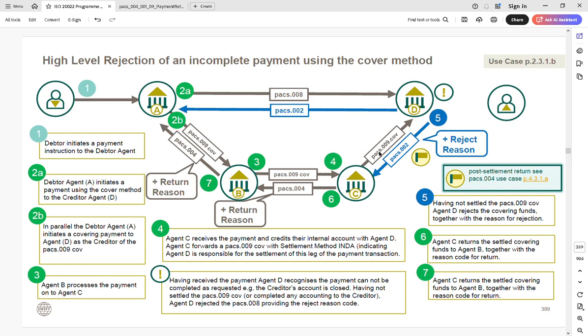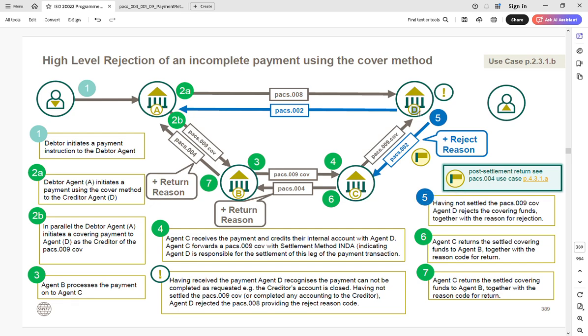PACS 8 as well and PACS 9 as well. Agent C, now due to this payment rejected, our payment has reached till here, agent C here, right? So what will happen? Agent C returns the settled cover funds to agent B together with the reason code of return. So here from agent C, because our payment is settled till C here. Okay, from C to D it is rejected.